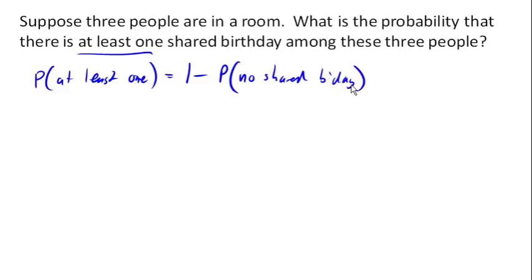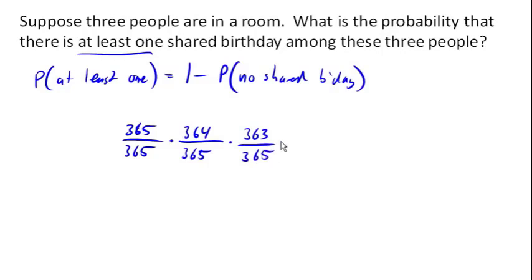So for the first person in our group, how many different ways could we pick their birthday? Well, they would have 365 choices out of the 365 days in the year. We're going to ignore leap years here. Now the second person, in order for them to have a different birthday, is going to have a different one out of the 365 days, so they only get 364 choices. And then our third person in the room is only going to get 363 choices.